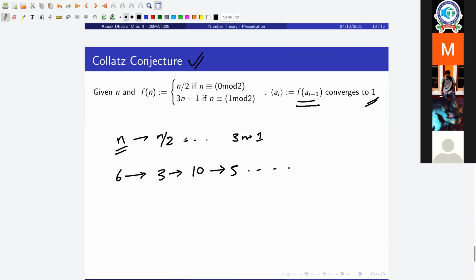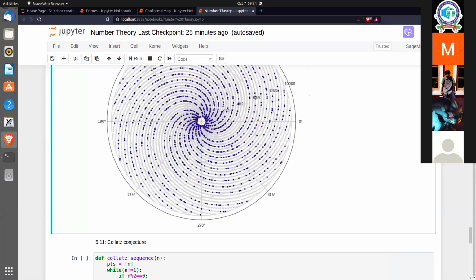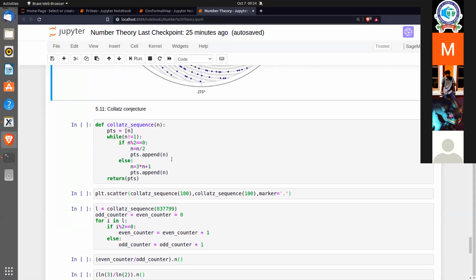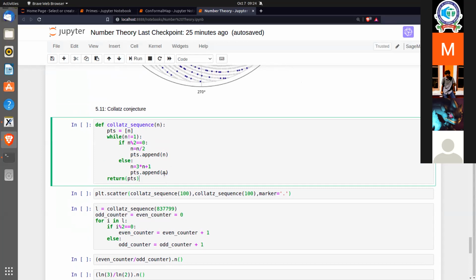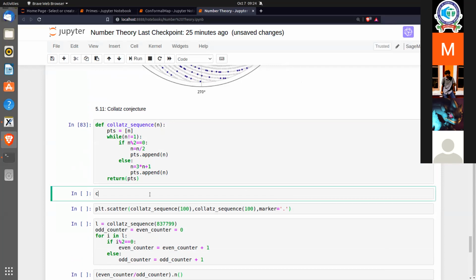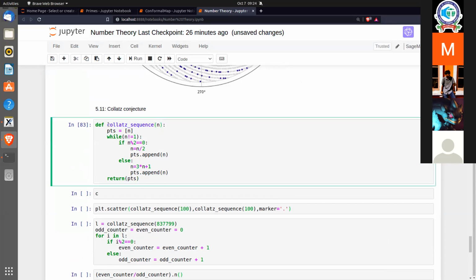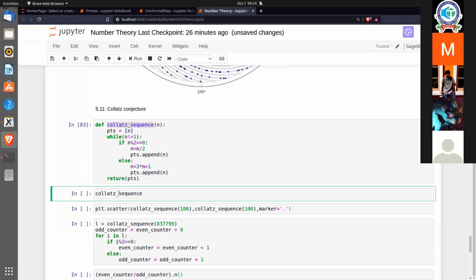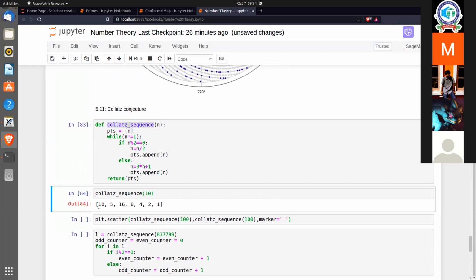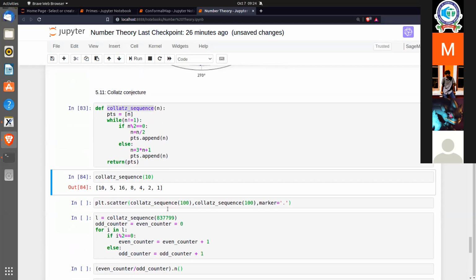But what we can still do is verify some properties of this geometrically. So I verified one of those, in fact 2 of those. Based on this definition, I've defined this Collatz sequence here, right? So it will just return all the points in that sequence. So for instance, if I just take Collatz of 10, it will give me how I go to that 1. Okay. Right? Great. So this is what it's doing.